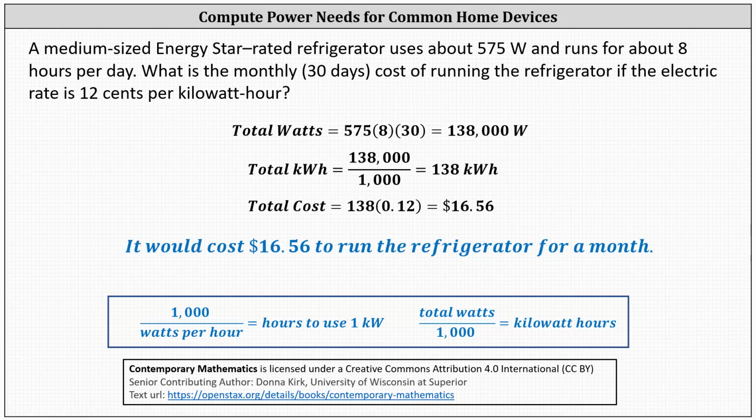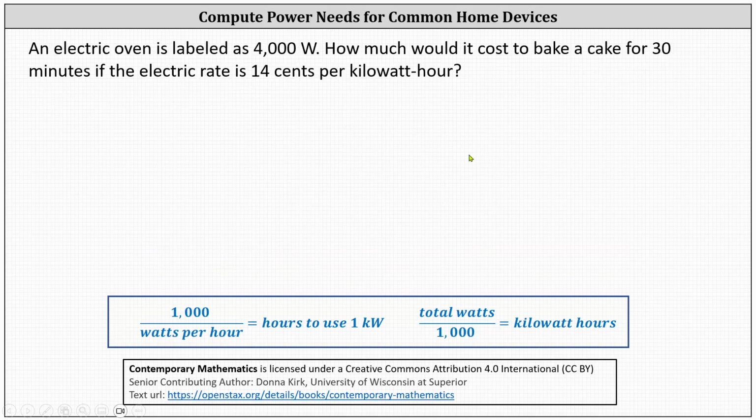Let's look at one more example. An electric oven is labeled as 4,000 watts. Again, this means it uses 4,000 watts or 4 kilowatts per hour. How much would it cost to bake a cake for 30 minutes if the electric rate is 14 cents per kilowatt hour? Let's answer this question two ways. First, let's determine the total number of watts used to bake the cake. Then we'll divide by 1,000 to determine the number of kilowatt hours, which we can then use to find the cost.